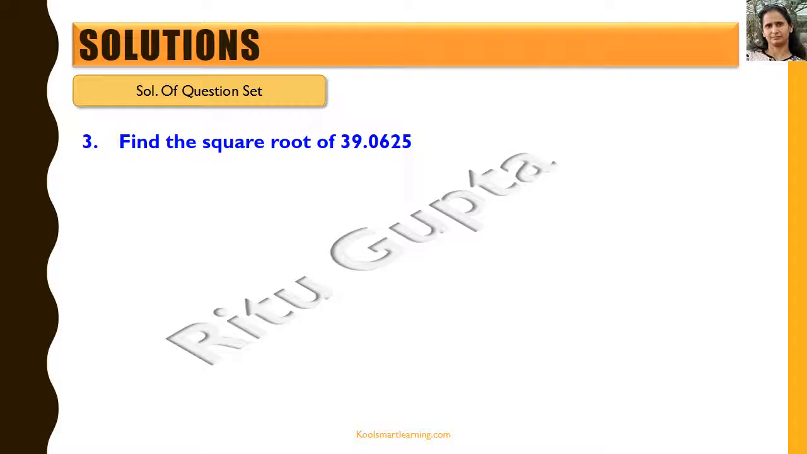Let's look at the third question. We need to find the square root of 39.0625. So we do what we normally do. We'll write this number, 39.0625, and we'll place bars over the digits. To the left side of the decimal, we start from the units place and we place a bar on two digits. On the right side of the decimal, we start from the first digit after the decimal and we place the bar like this.